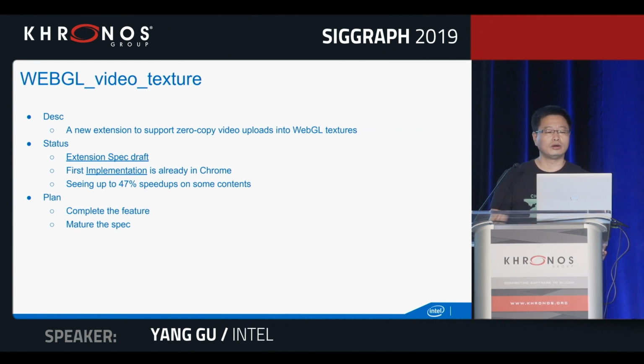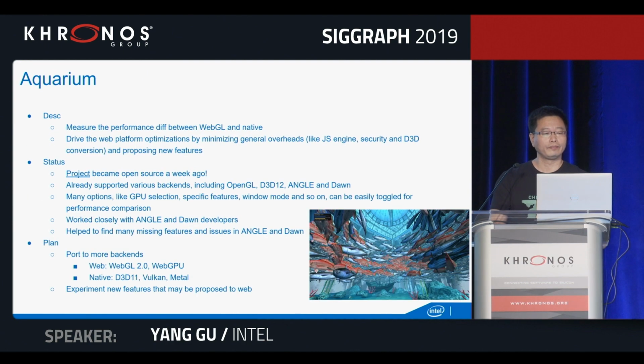Another good feature on our side is support for zero-copy video uploads into WebGL textures. We already have a draft spec for that, and our first implementation inside Chrome already showed a very obvious speedup on some content. We will continue to polish this feature.